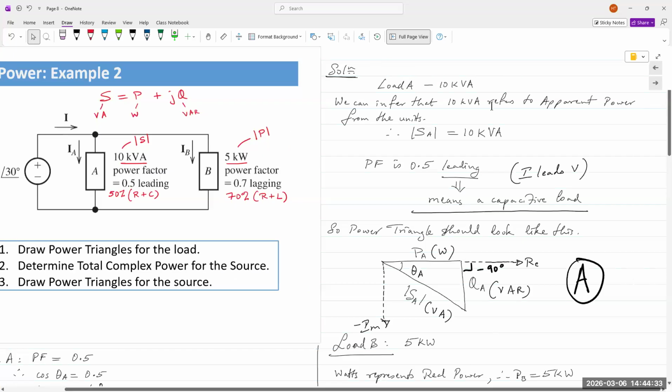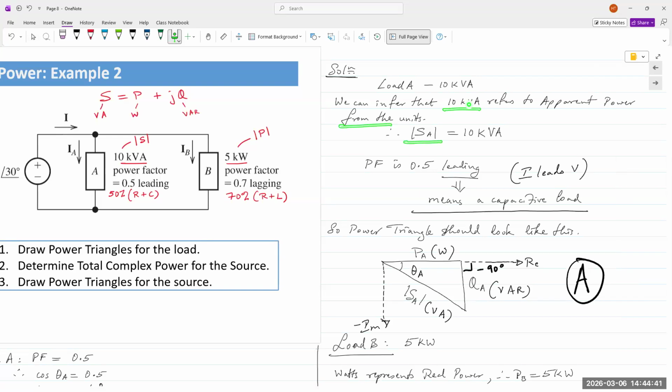So we can infer that the 10 kVA refers to apparent power. So magnitude of SA is 10 kVA. Power factor is provided as 0.5 leading, means a capacitive load. So the power triangle should look like this.